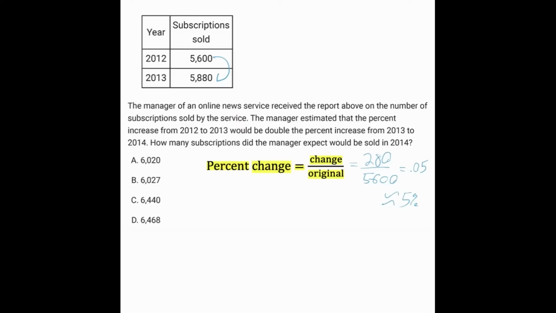Because to go from decimal to percent, you're moving the decimal 2 spaces to the right. Now, the trick in this question is that we're being told the increase from 2012 to 2013, which is the 5%, is double the one from 13 to 14. So if you go from 13 to 14, they're telling us that this percent we have is double this percent. In other words, to get from the first change to the second, we need to take half of it.